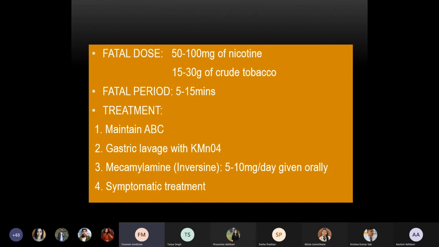The fatal dose is 50 to 100 mg of nicotine or 15 to 30 gram of crude tobacco. And the fatal period is 5 to 15 minutes. The treatment includes first maintaining airway, breathing, and circulation. Then stomach wash should be done using potassium permanganate solution. The antidote for tobacco poisoning is mecamylamine, and the dose is 5 to 10 mg. It should be given orally every day, and the rest is symptomatic and supportive treatment.